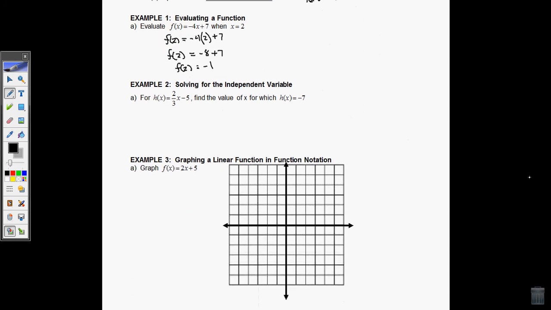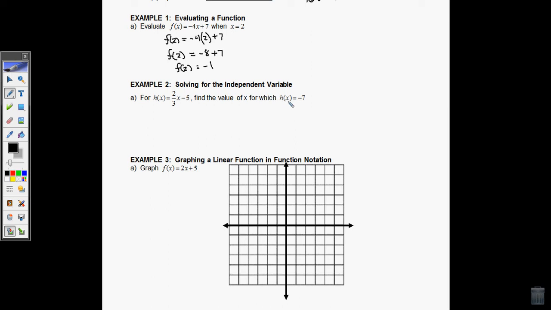All right, let's take a look at example 2. This time, I'm not solving for the function value, I'm solving for the independent variable. So I'm saying I have this different one. Instead of f of x, this one's called h of x. It's just a different name for it. So this is a function h using variables of x, which is 2/3 x minus 5. And we want to find the value of x when the function value at x is negative 7.